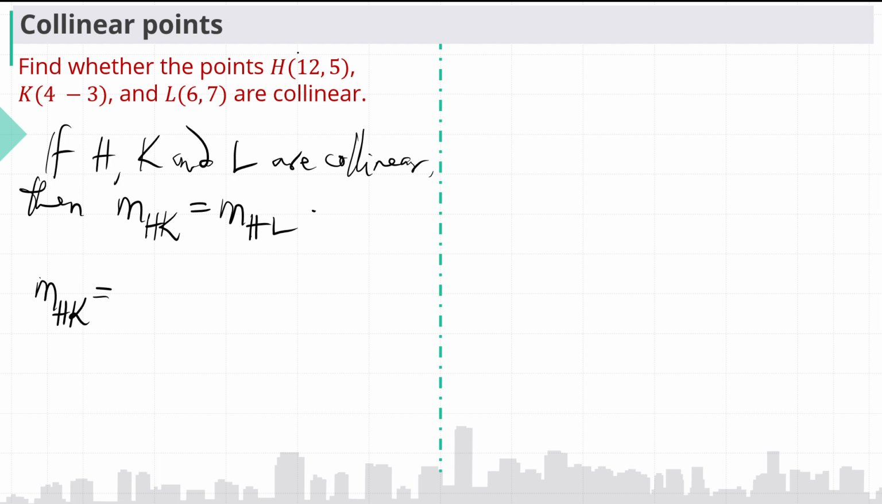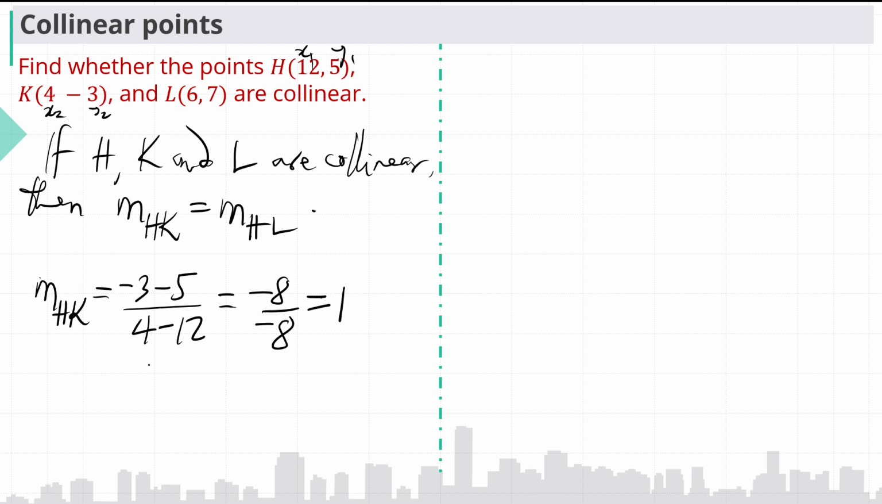Now, let the point H be x1, y1, the point K be x2, y2. So we get y2 minus y1 divide x2 minus x1. And that gives minus 8 divide minus 8, which in turn gives 1.